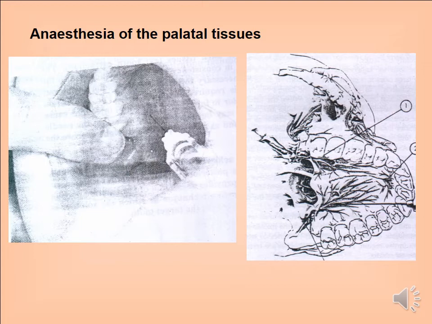If you give the local anesthesia at the incisive foramen, the main trunk of the nasopalatine can be anesthetized, so the whole premaxilla from canine to canine is anesthetized. And if you give the local anesthetic solution near the greater palatine foramen, the greater palatine nerve can be anesthetized from the first premolar to the third molar.